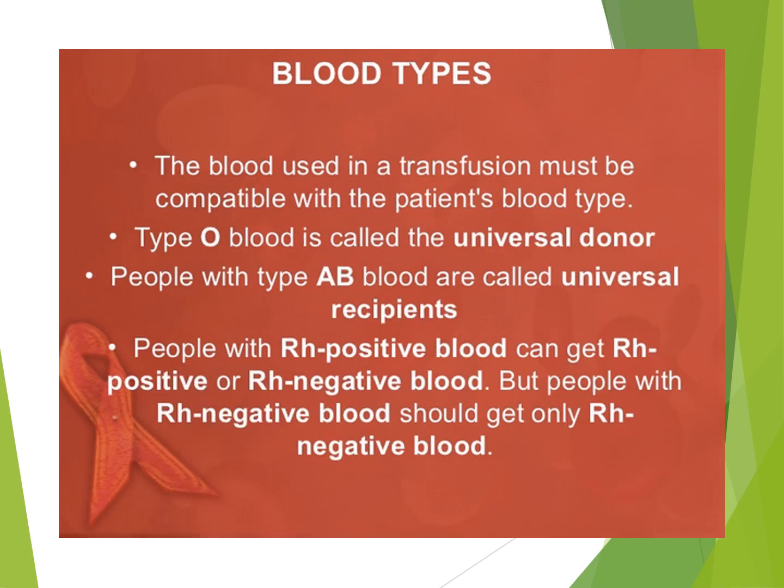The blood used in transfusion must be compatible with the patient's blood, right? So type O blood is called the universal donor. People with type AB are called the universal recipients because they can get, of course, from A, B, and O. O can give to everyone, to A, to B, and to AB, right? People with Rh positive blood can get Rh positive or Rh negative blood, but people with Rh negative blood should only get Rh negative blood. Key things for you to remember here.